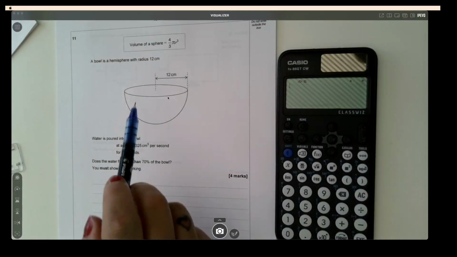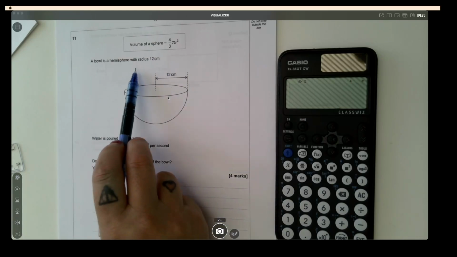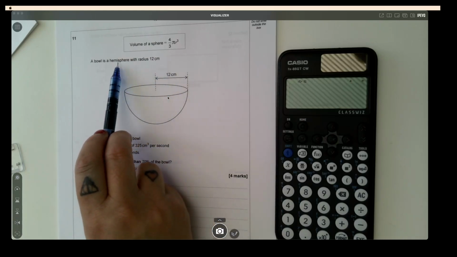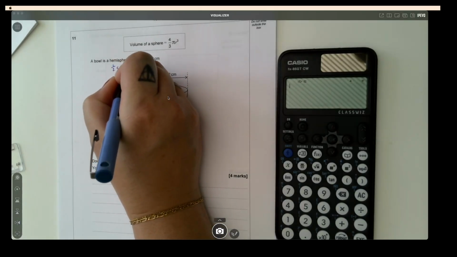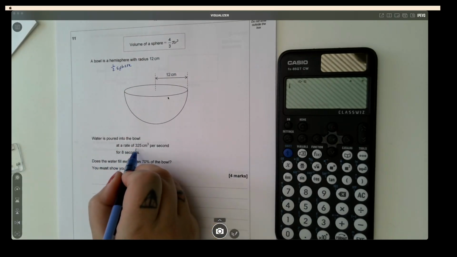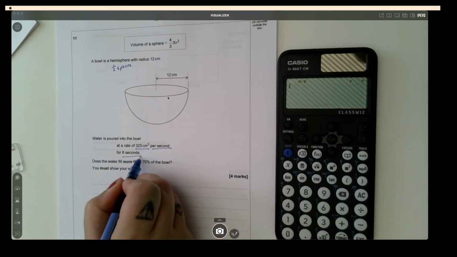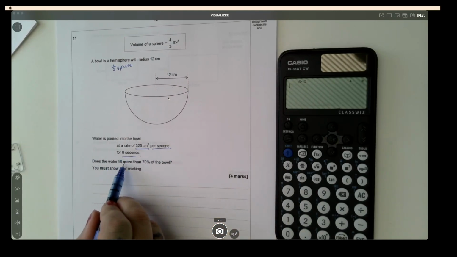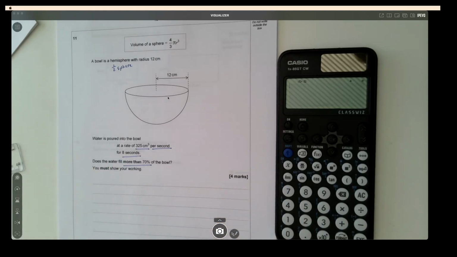Question 11. We've been given the formula for the volume of a sphere. A bowl is a hemisphere with radius 12 centimetres, so a hemisphere is half of a sphere. So let's put that there to remind ourselves. Water is poured into the bowl at a rate of 325 centimetres cubed per second for 8 seconds. Does the water fill more than 70% of the bowl? You must show your working out.